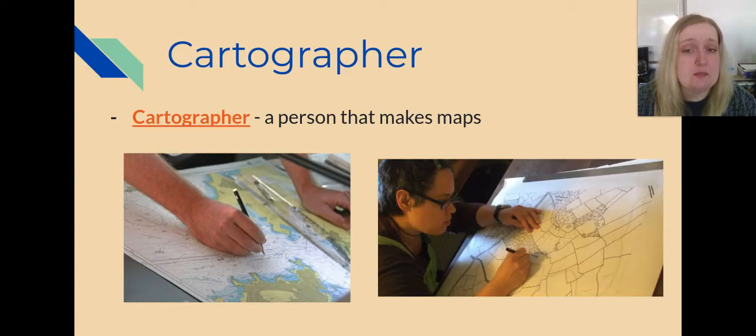A person that makes maps. This is a person that's going to take data that's collected from surveyors and produce a map of the area.